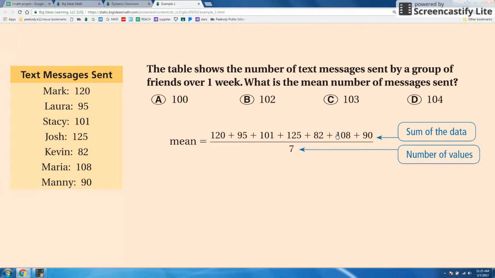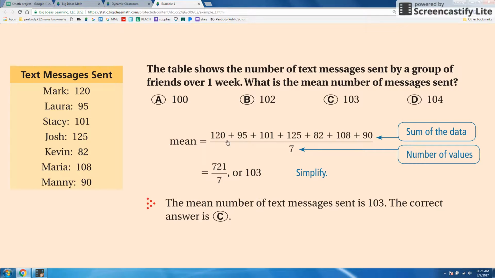So they added all the numbers together and they're showing you that they're going to divide it by 7 when they're done because there's 7 numbers. So when they added all of the numbers together, they get 721. They're dividing it by 7 because there's 7 people, or 7 different numbers, I should say, and they got 103 for the answer. So since this one was a multiple choice, that would be answer C.